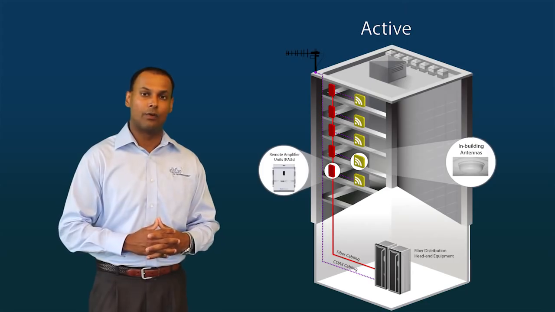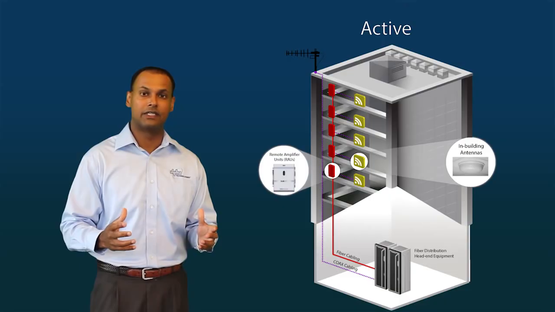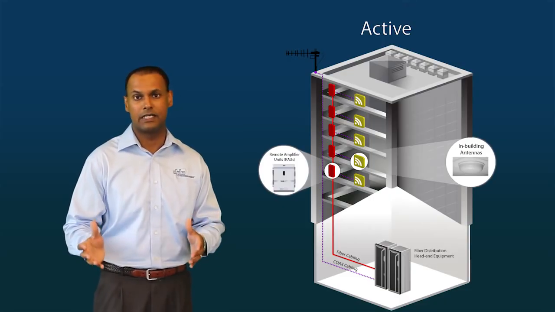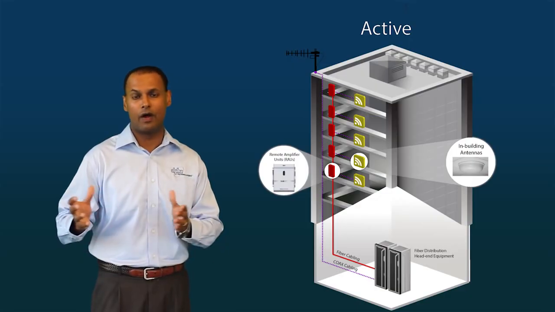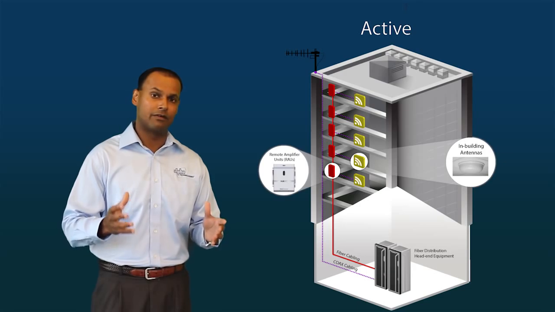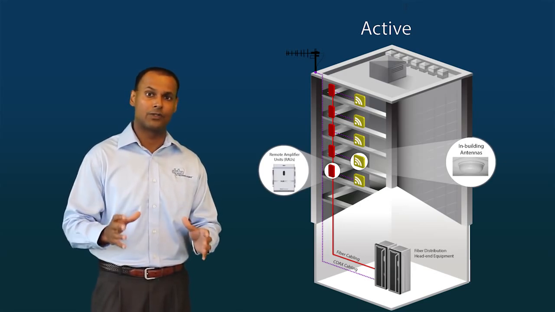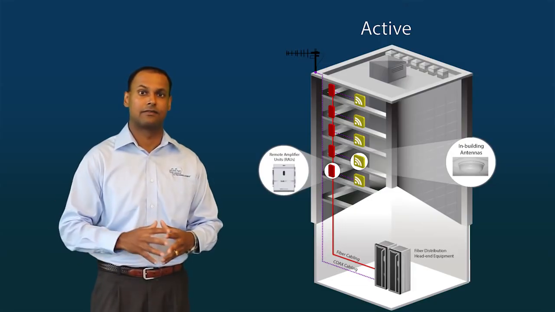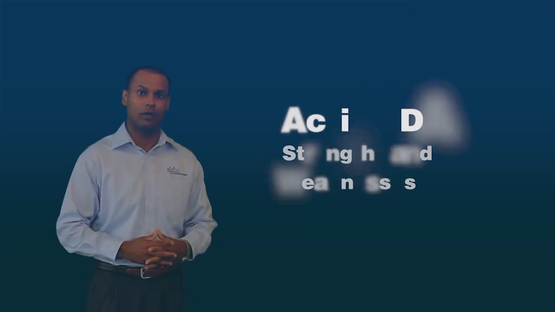In an active DAS network, the RF signal is converted to an optical signal through a conversion unit typically located at the head end or the BTS hotel. It is then transported via fiber optic cable to a remote access unit commonly referred to as REUs. The REUs then reconvert the signal back to RF, amplify the signal, and use coaxial cable to connect to the antennas. Now we'll look at the strengths and weaknesses of an active DAS network.